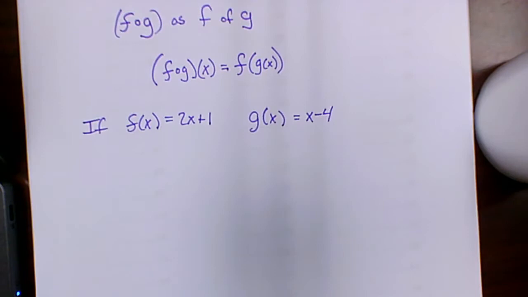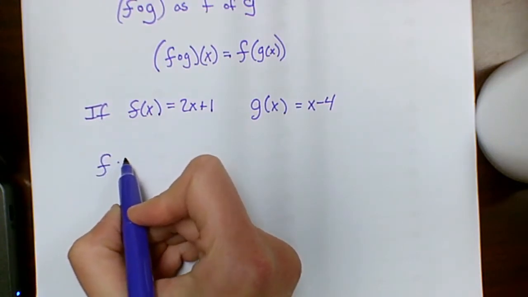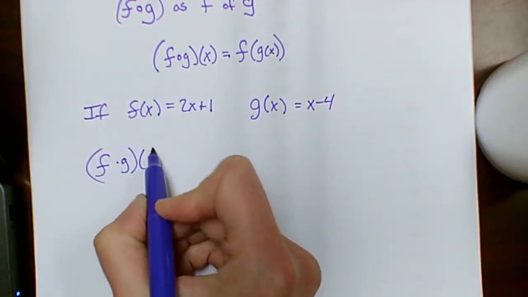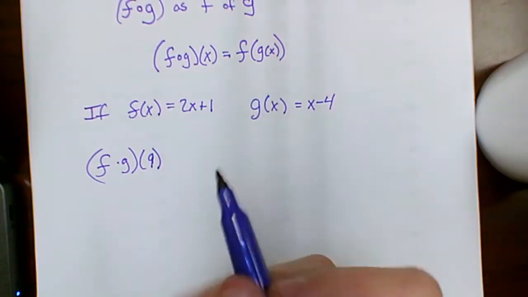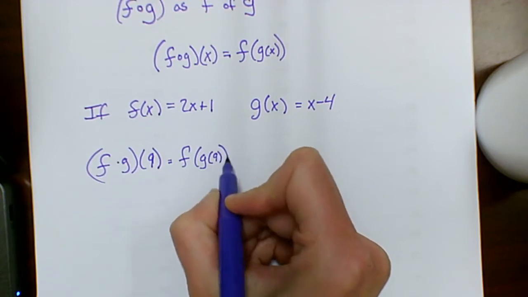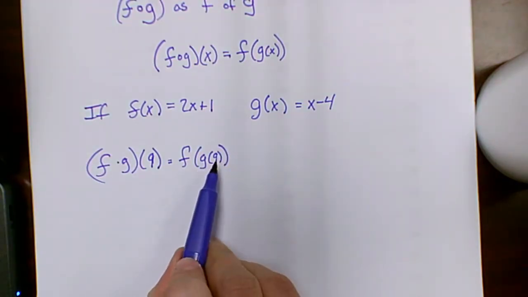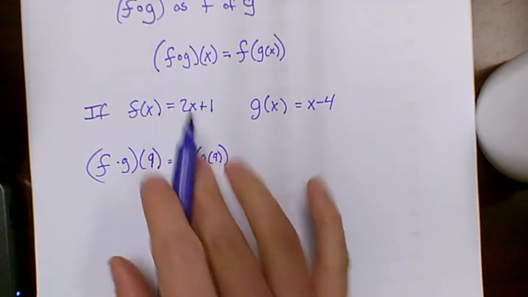Okay, we have two functions, f of x and g of x. And the first thing we are going to do is find f of g of 9. So this one we are actually inputting a value instead of just an x. So this is just f of g of 9. We're going to plug 9 in for g. Whatever we get here, we're going to plug that in for f of x.